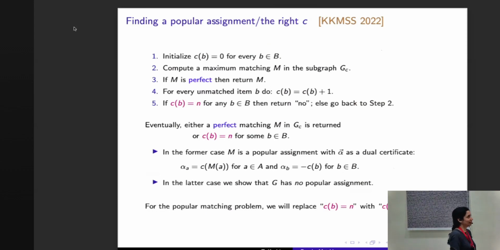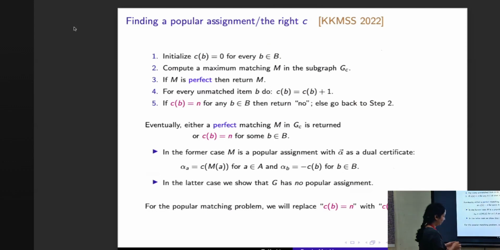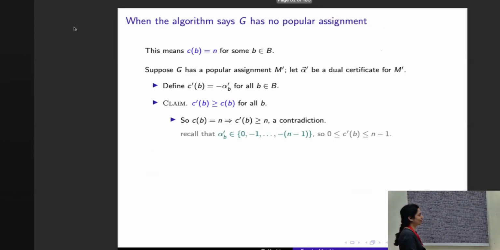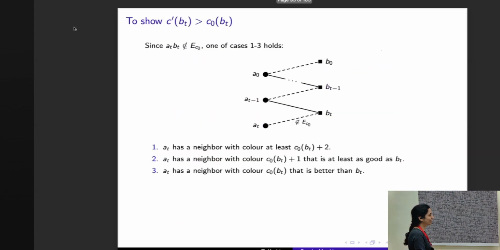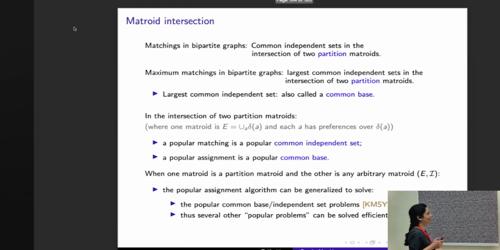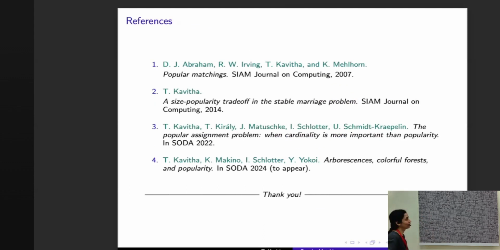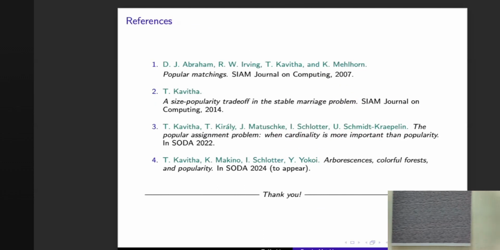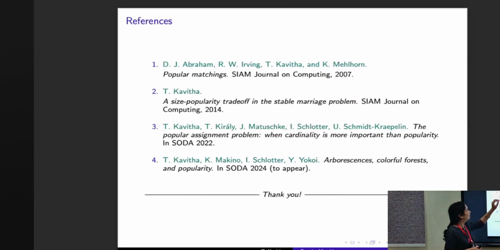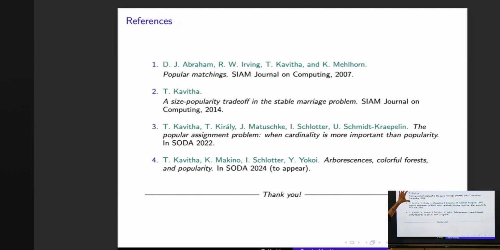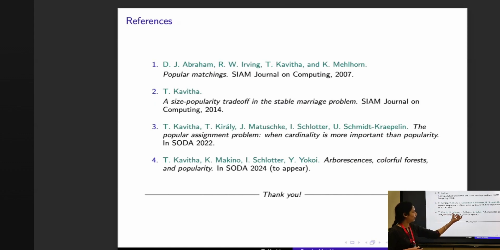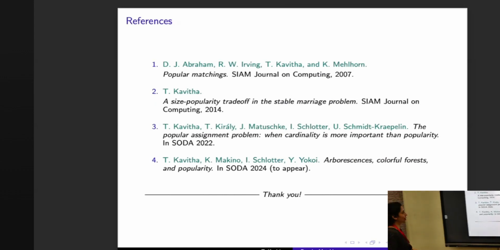So this was joint work with my collaborators. So maybe I should just go through this to show the last slide where I have to mention my collaborators. So the original popular matching algorithm from 2007 is with these collaborators. What is the red-blue graph, colorful graph was from this paper, and what we saw just now, the popular assignment algorithm, was from this paper. And I just wanted to spend the last slide on how this whole notion generalizes to something more general.